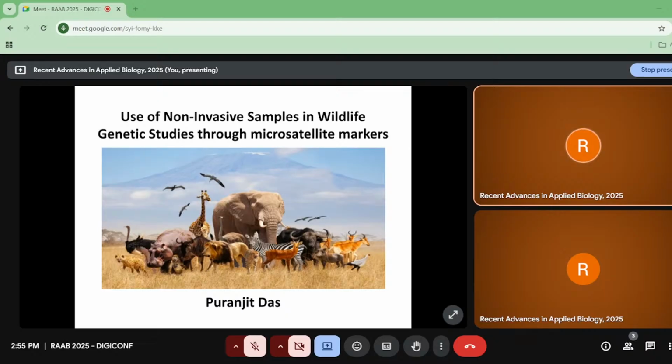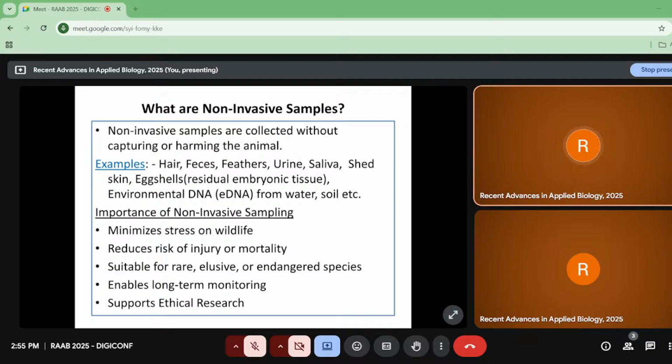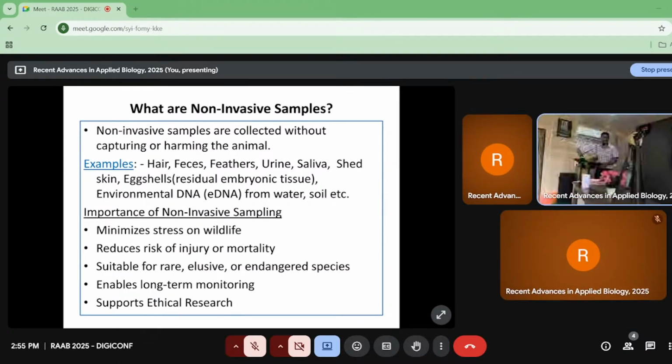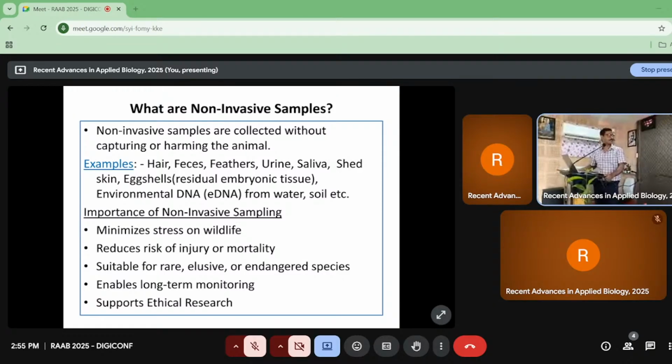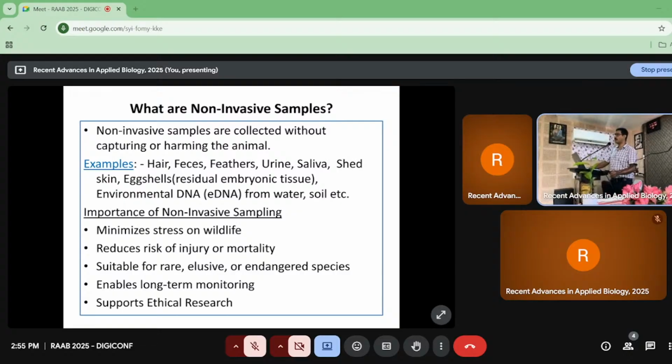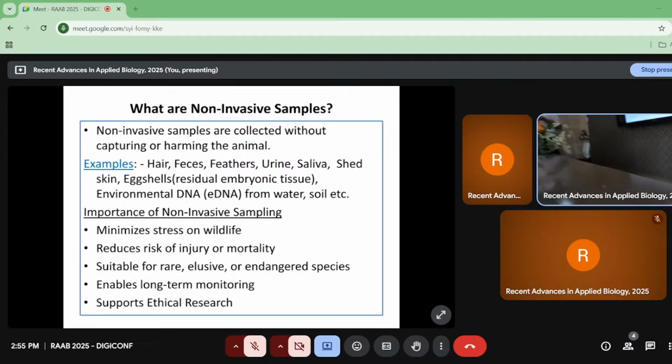So, in wildlife genetics, non-invasive samples are used basically because we can't use invasive samples, as it will definitely harm the animal. In wildlife particularly, we cannot reach the animal to take samples invasively, like blood samples. So non-invasive samples are preferred. What are non-invasive samples? The definition is that they are collected without capturing or harming the animal.